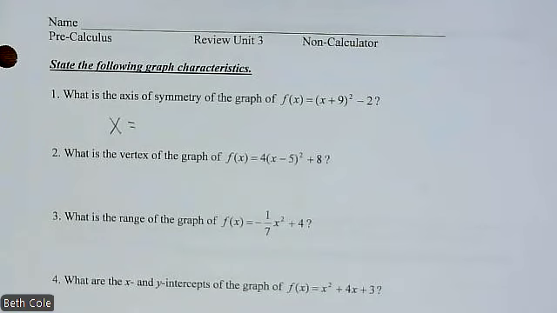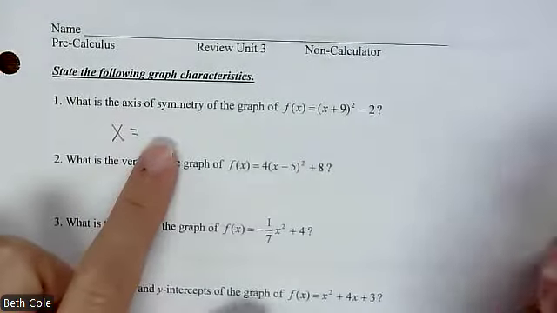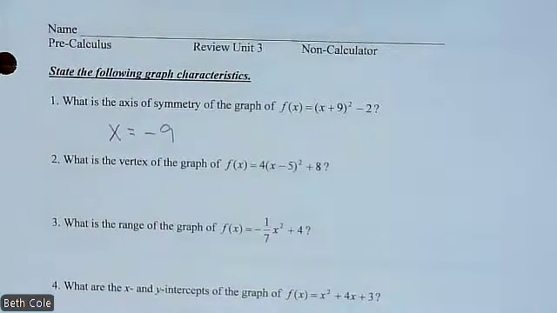So the down 2, I want you to know that, but that doesn't change where the center is. It's the fact that it went left 9. So if it went left 9, where's the center? Yep, x equals -9. Good.